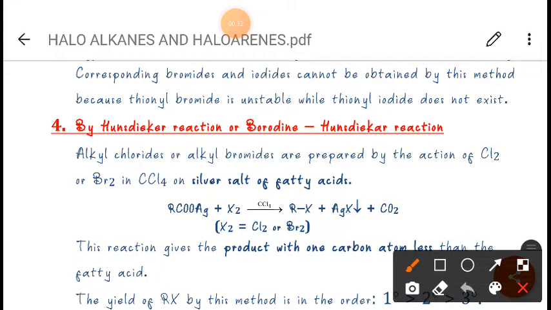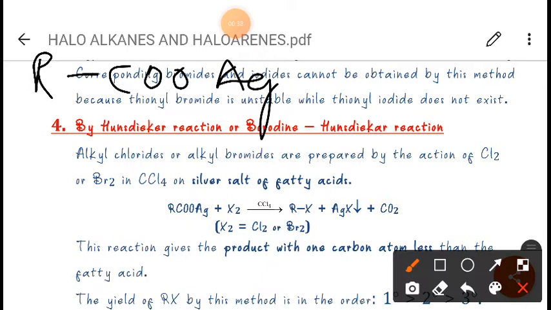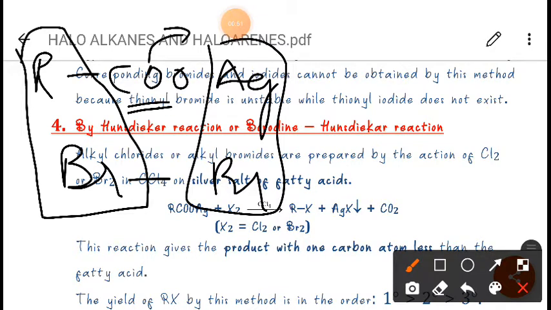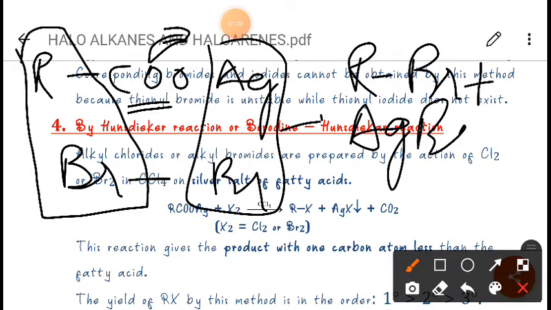Suppose we are given an R with COOAg, and if here we are given Br and Br, so what will be the product? The product will be like this: this will react with this, and this will react with this, and this one will go out, as we have learned in class 11 chemistry, right? The CO2 will fly out, and the product will be RBr plus AgBr plus CO2.